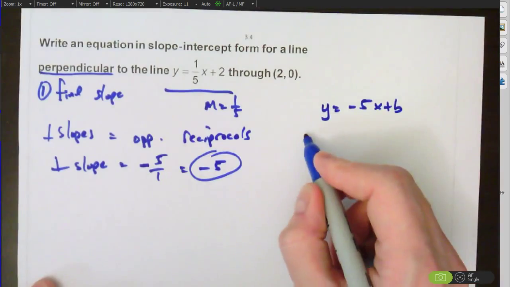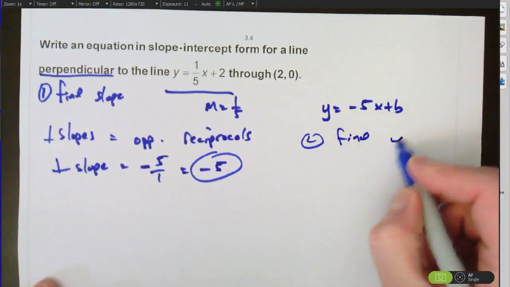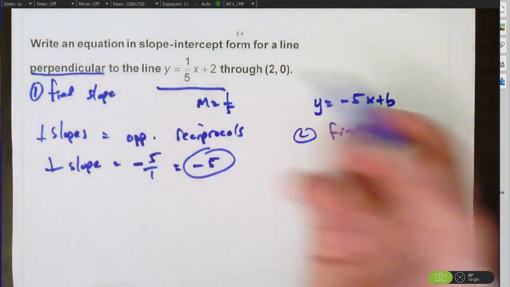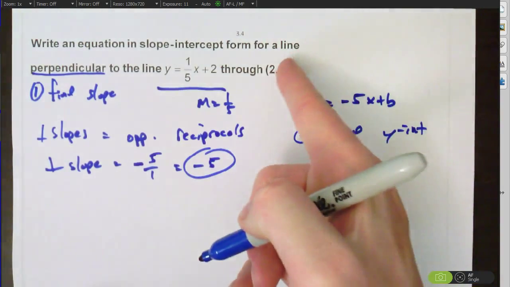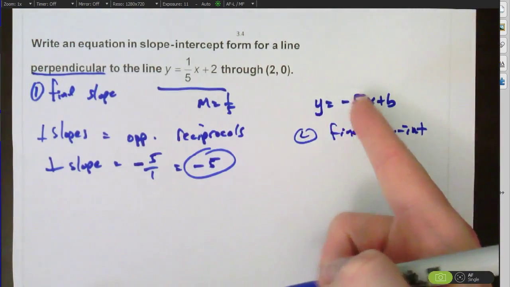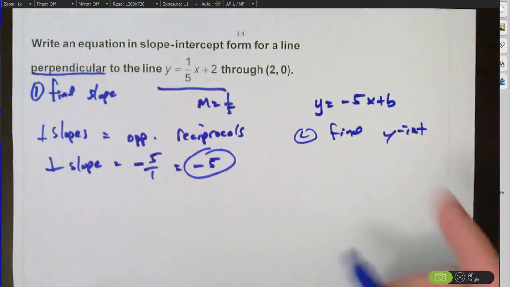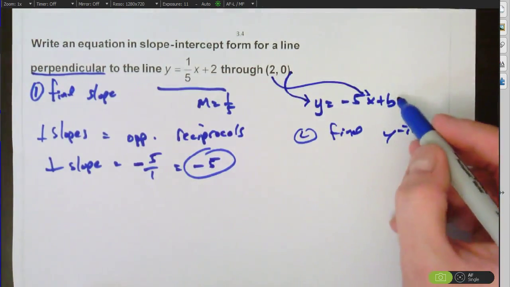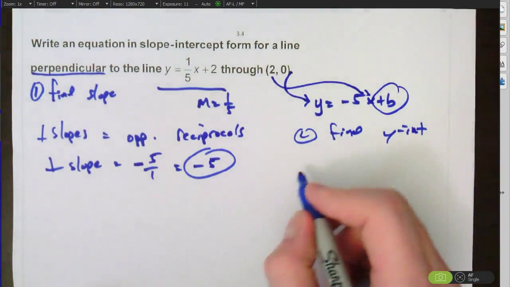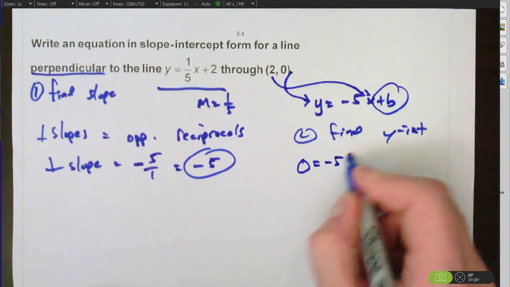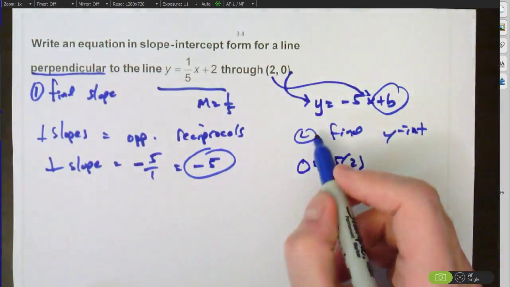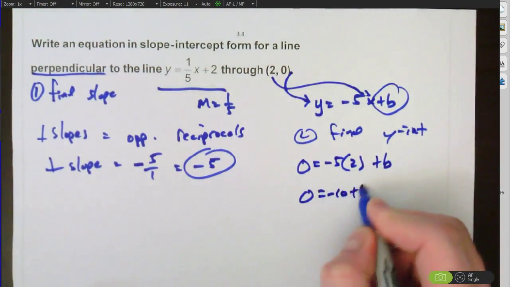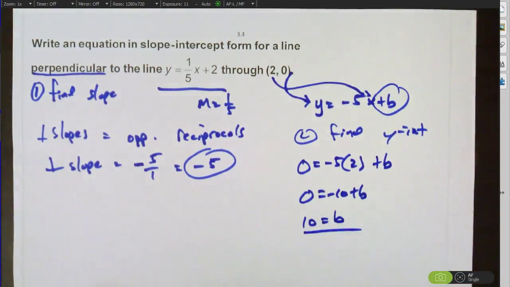Now the second part then is find the y-intercept. Now again, I could use point-slope form, or I could just do the process we did earlier with plugging in 2 for x and 0 for y, and then I could solve for b. So that's what I'm going to do. I'm going to plug 2 in for x, plug 0 in for y, and solve for b. So 0 equals negative 5 times 2, because again 0 for y, 2 for x, plus b. 0 equals negative 10 plus b. Move 10 over. b is 10.